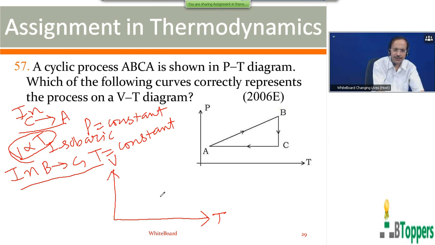The process C to A, pressure is constant. Volume is proportional to T, that means Y proportional to X in the VT graph. So it will be a straight line passing through origin. In the process C to A, volume is proportional to temperature and the temperature of the gas is decreasing. So if temperature decreases at constant pressure in the process C to A, volume must also decrease.